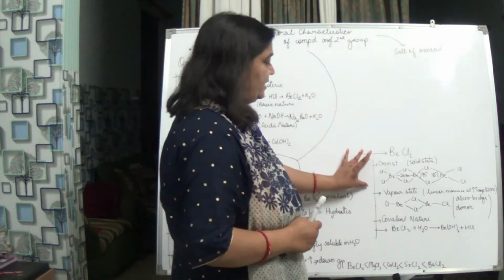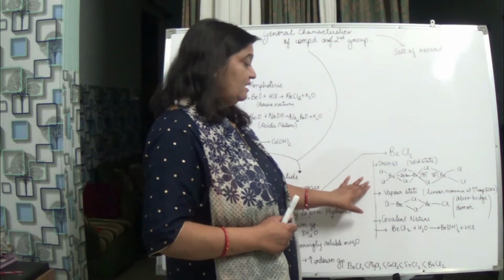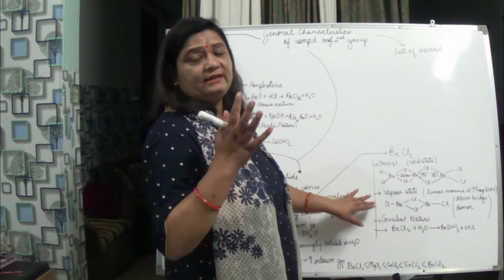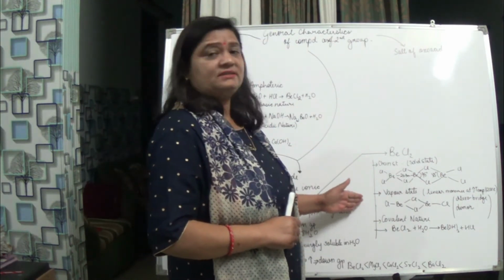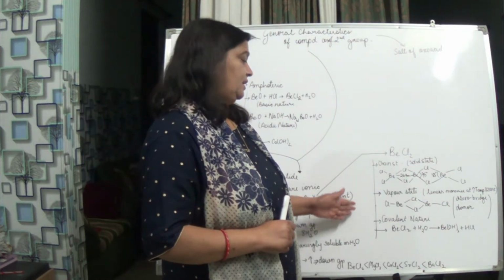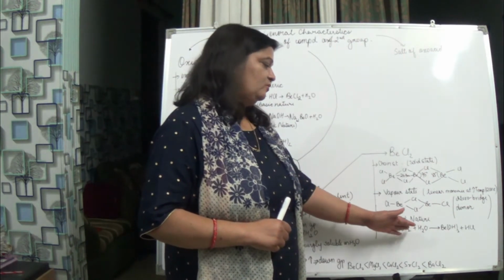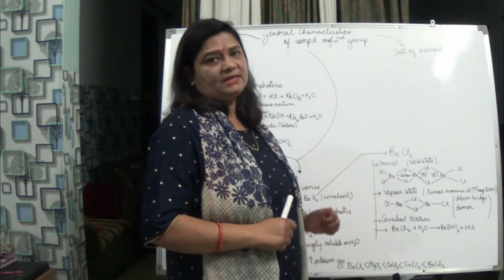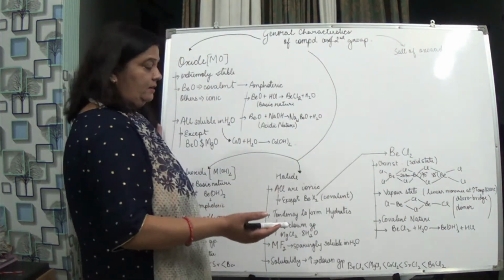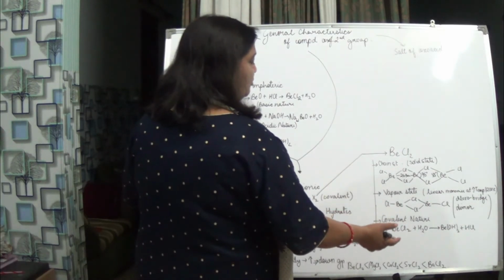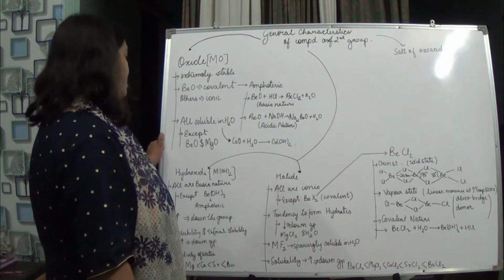So in the solid state, beryllium chloride exists in a chain form, and in the vapor state you are seeing that only linear monomers are present. When we talk about the bonding present, it is covalent in nature, isn't it? And yes, they do react with water, forming what? Beryllium hydroxide plus hydrochloric acid. This beryllium chloride reacts with water, provided the condition, forming beryllium hydroxide plus hydrogen chloride.